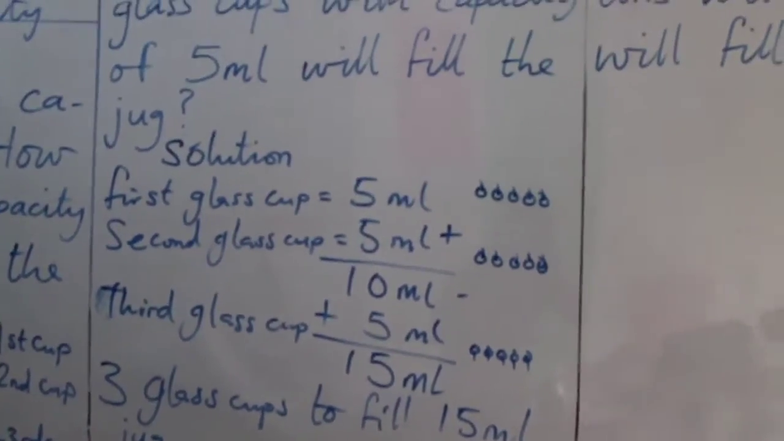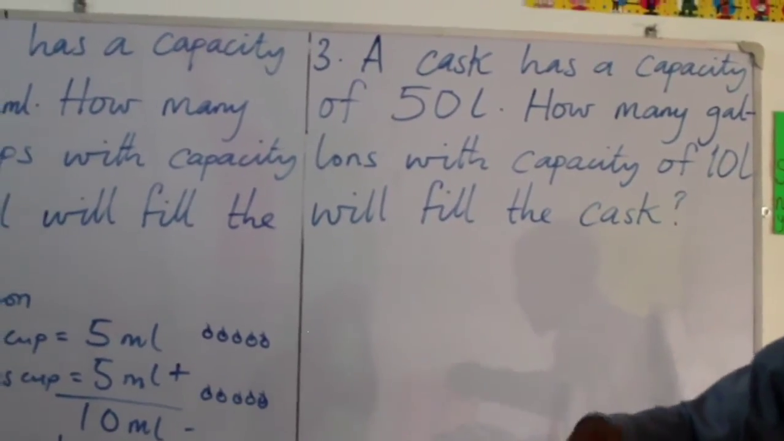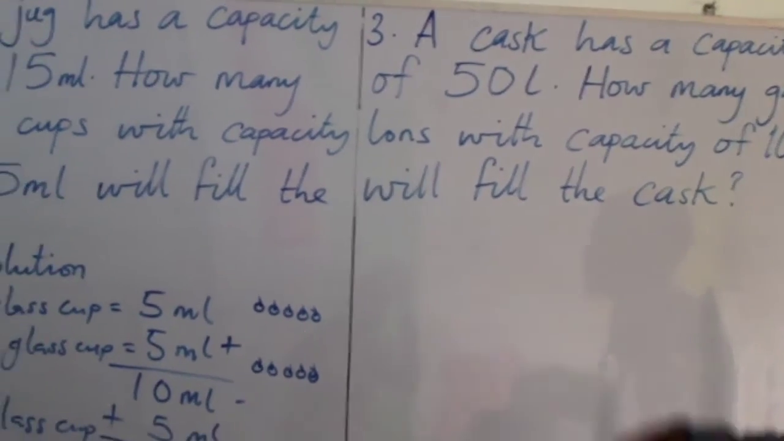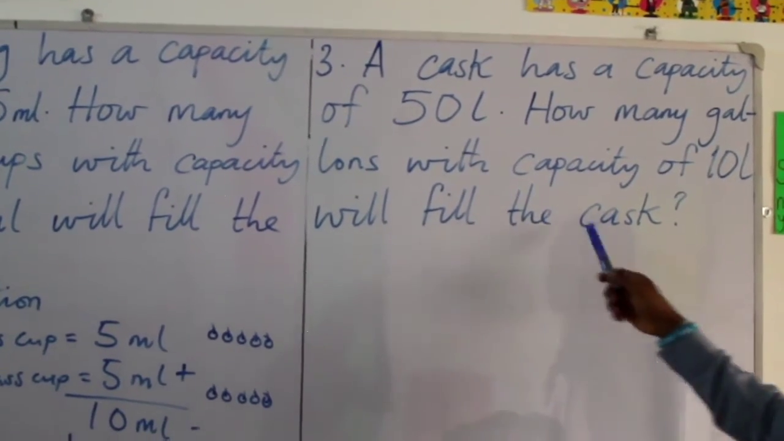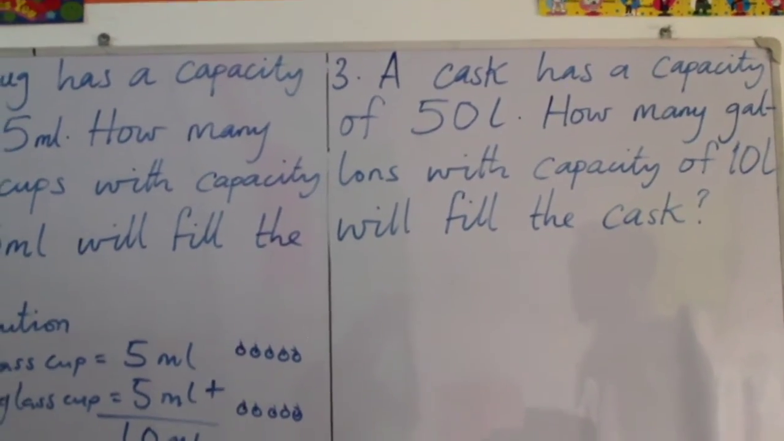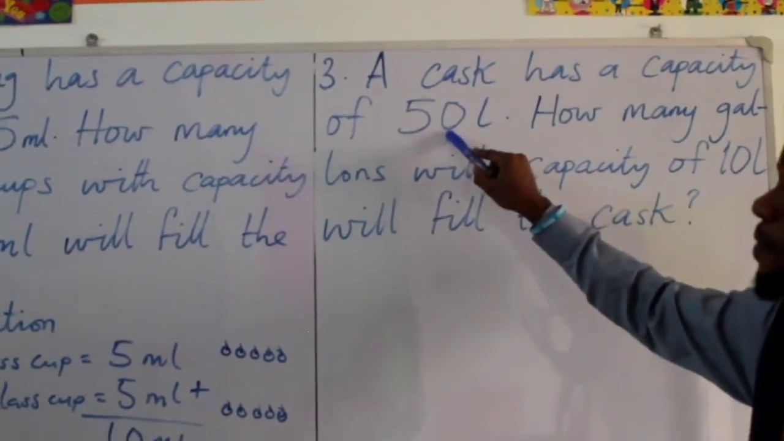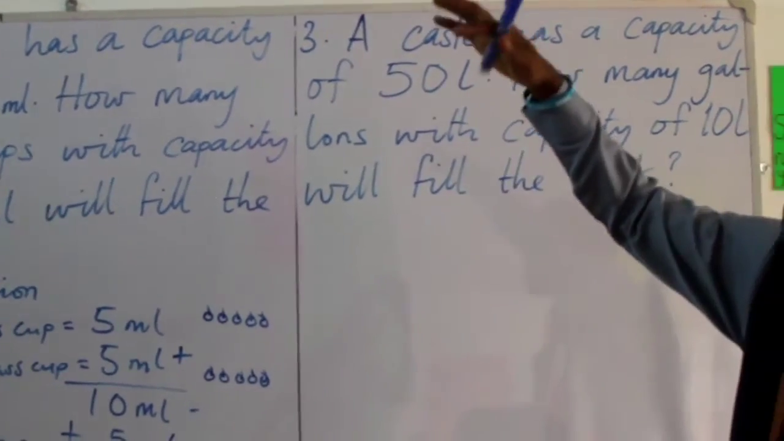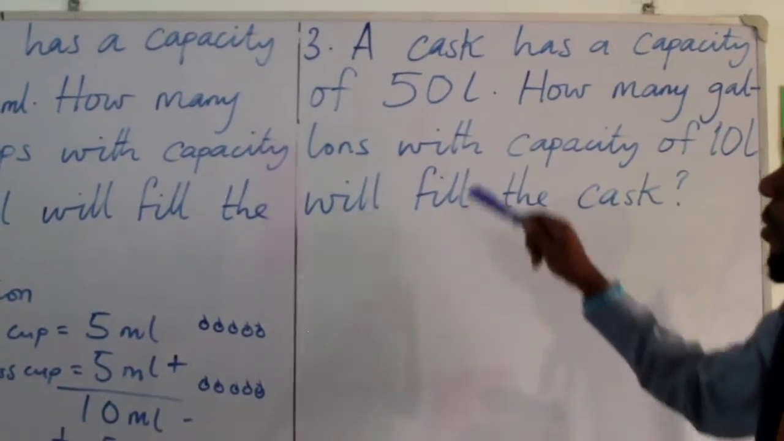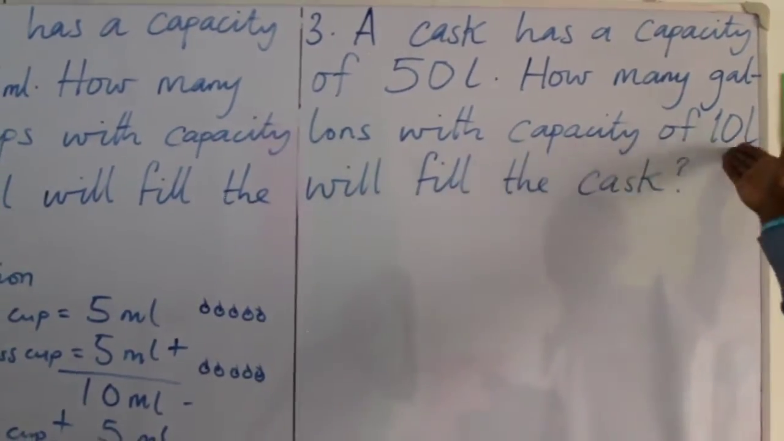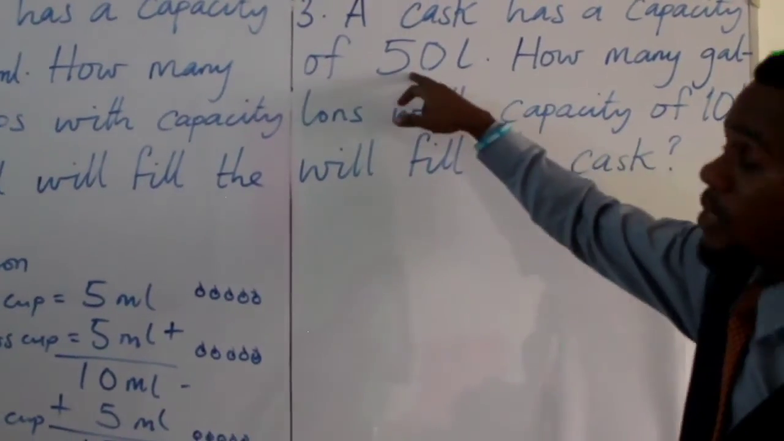We want to look at how many gallons, the smaller word, can you use in getting your fuel or putting your oil. With capacity of 10 liters, we fill the cask. Now remember, a cask has a capacity of 50 liters. That is the size, as big as the drum I just showed you. How many gallons with capacity of 10? 10 is smaller than 50. So that means this is a smaller container compared to this cask.